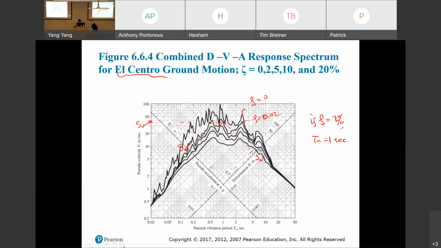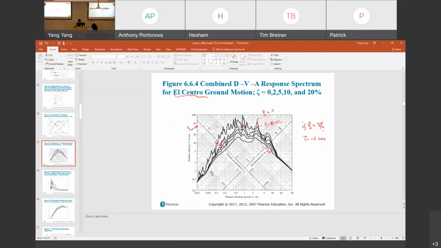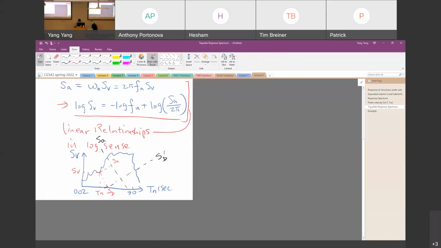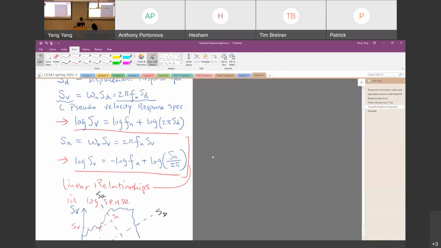Very good. So as you can see here, that's where we will use those two equations. As long as we have a Sv value over here, for example, given an Sv value, we should be able to calculate the corresponding Sa value.